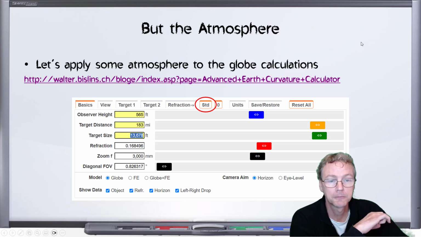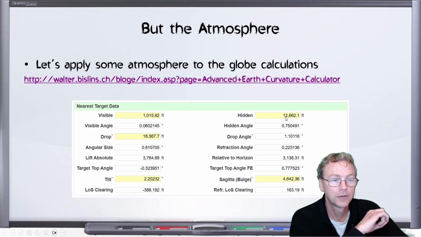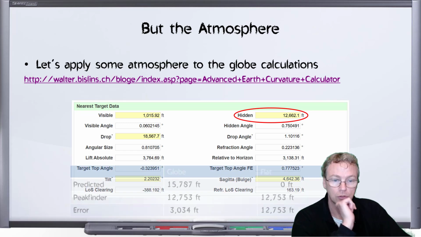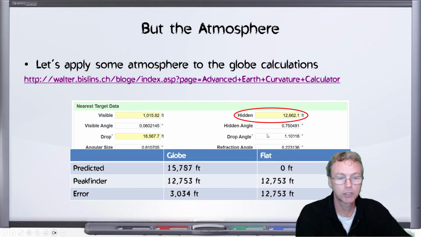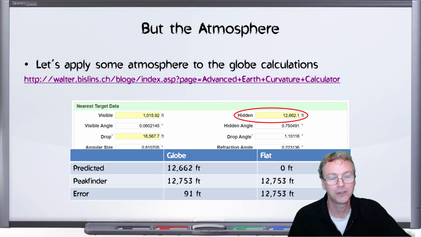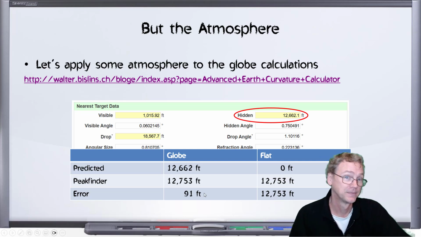That's that button right there. And it's going to show us 12,662 feet of hidden. So let's go back to our little chart. Remember our little chart? And let's fill in the correct prediction right there. So that is 12,662. Remember, Peakfinder gave us 12,753. So the error we got out of Peakfinder now is down to 91 feet.